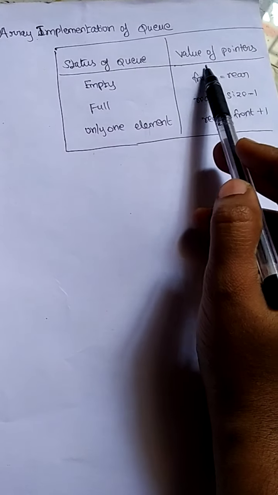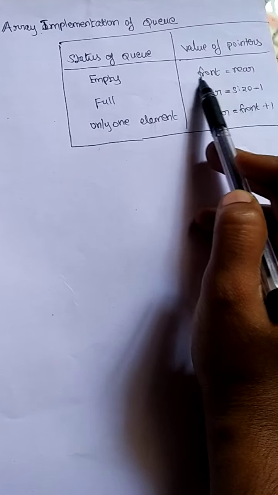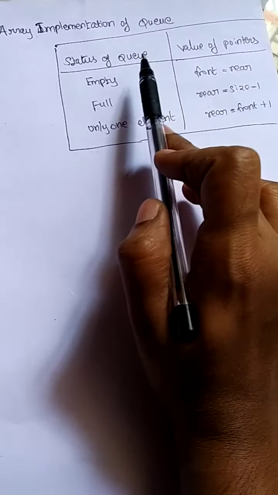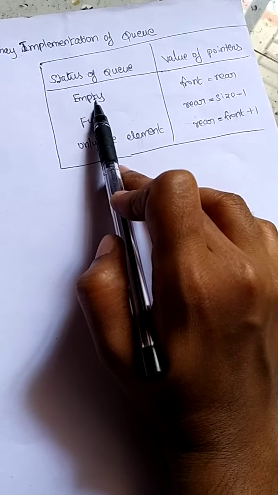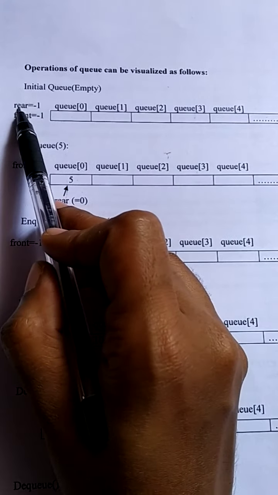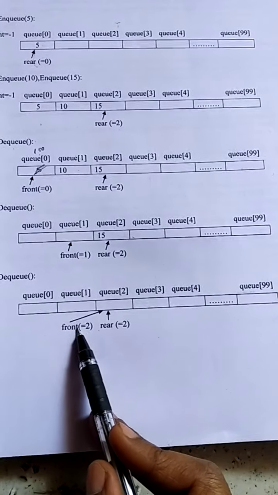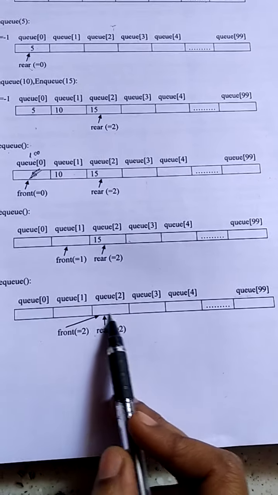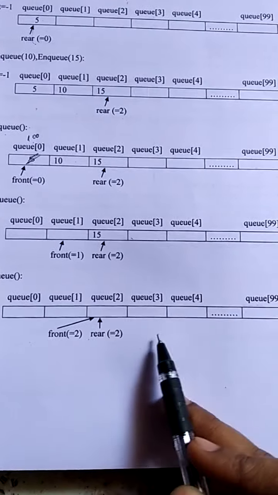Now we will see the status of the queue. This is the status of the queue and the value of the pointers. Using the values of the pointers front and rear, how can we find the status of the queue? Whenever the front is equal to rear, the status of the queue will be empty. Here front is equal to rear. Rear is minus 1, front is also minus 1, the queue is empty. Here you see the front is 2 and rear is 2. Both are the same, so the queue is empty. So whenever the values of front and rear are the same, the queue is empty.